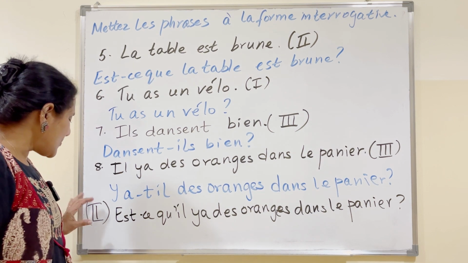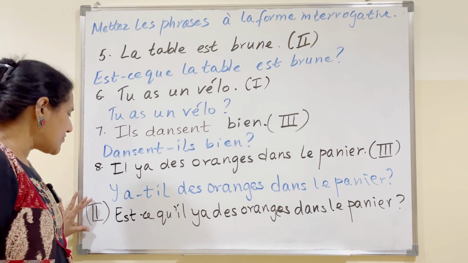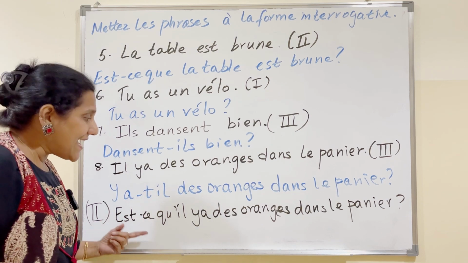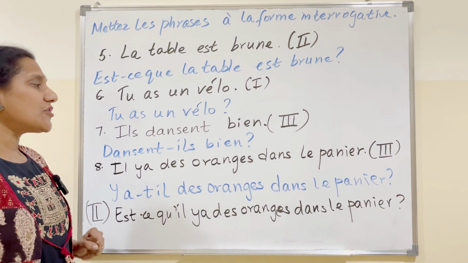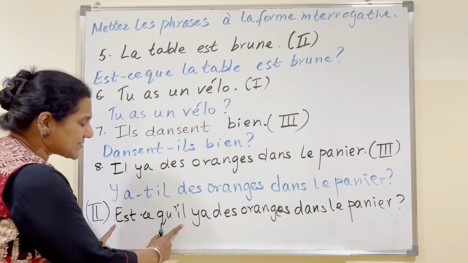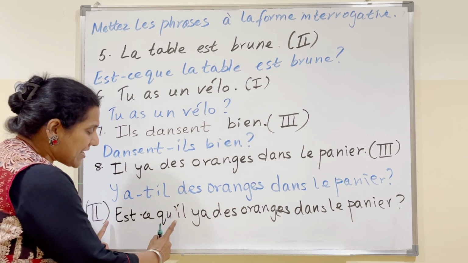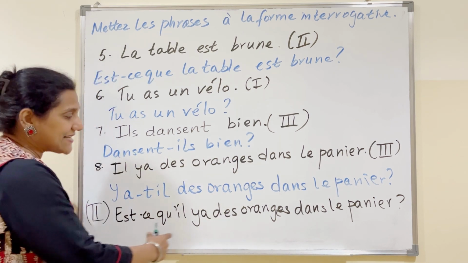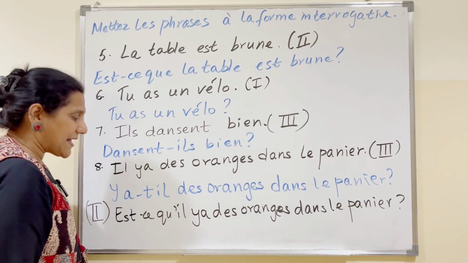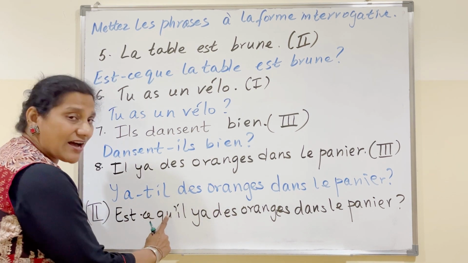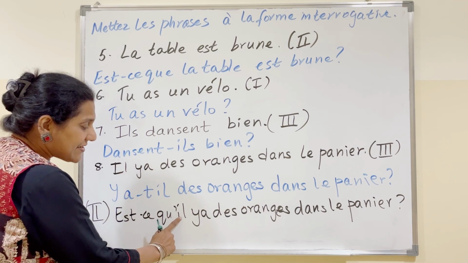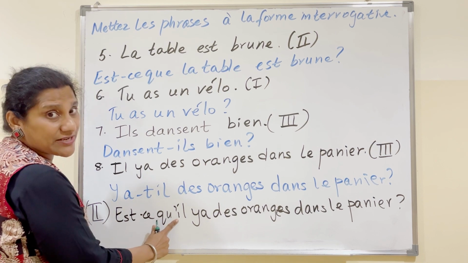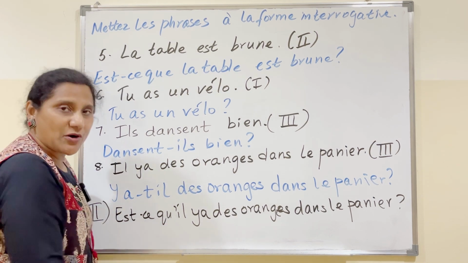If they ask us with number 2 to do the same question, we'll use est-ce que. Est-ce qu'il y a des oranges dans le panier? Whenever it's using est-ce que, simply write est-ce que in front of that statement. Of course, when you have est-ce que, if it is followed by a vowel like this, you need to write est-ce qu', Q-U apostrophe.